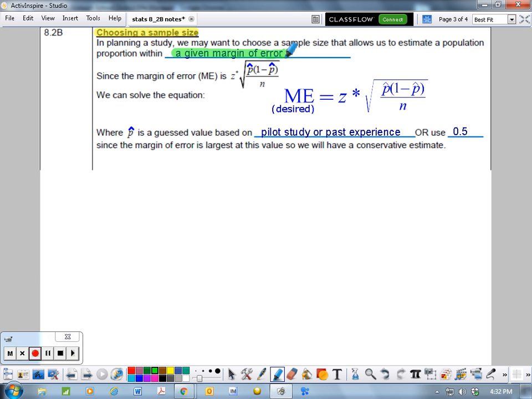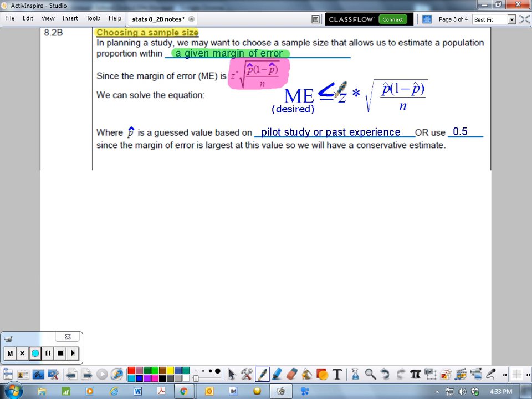So we can use the margin of error formula, which is z star times the standard deviation. We can use that to help calculate our margin of error. So if we want our margin of error to be less than or equal to, and usually we want less than or equal to for margin of error, we can set up this formula to help figure out what our sample size has to be.